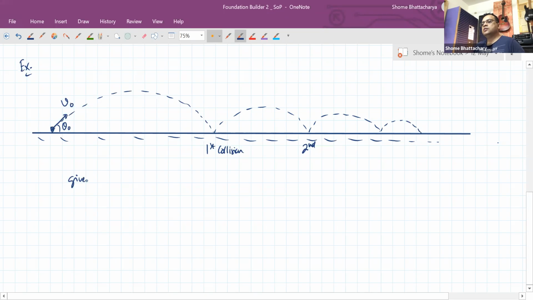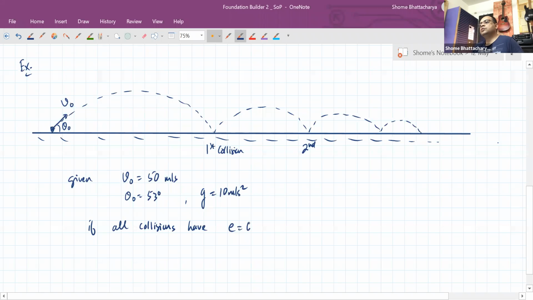So given that v naught is, let us say, 50 meters per second, and theta naught is 53 degrees, okay, and g is equal to 10 meters per second square. If all collisions have coefficient of restitution equal to 0.5, you want to find the velocity immediately after first impact.